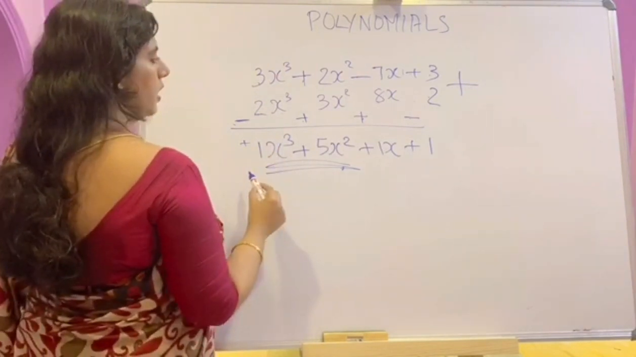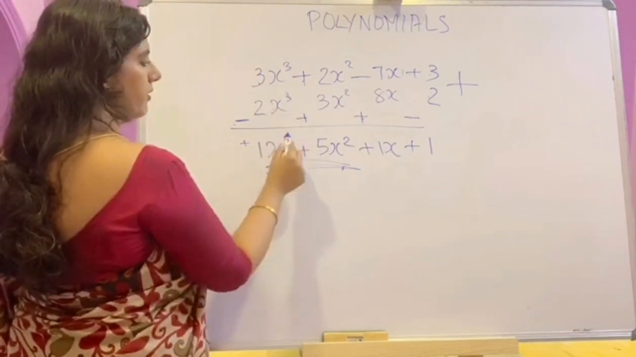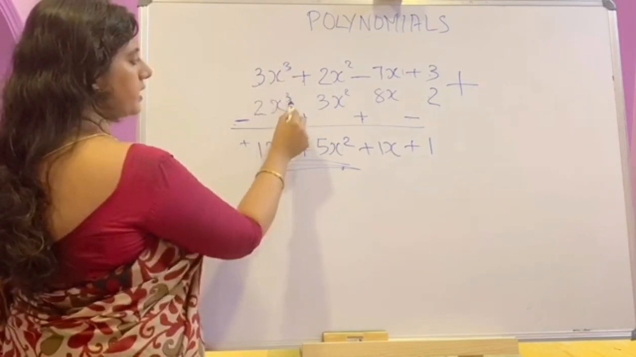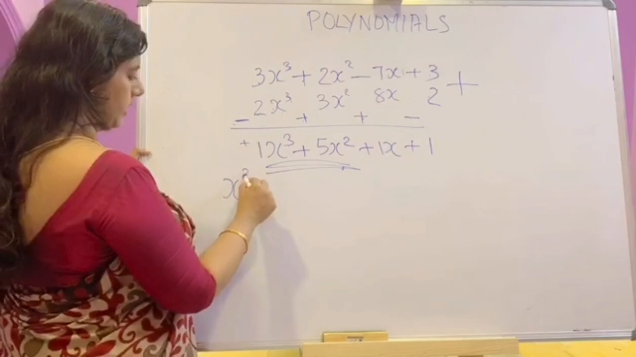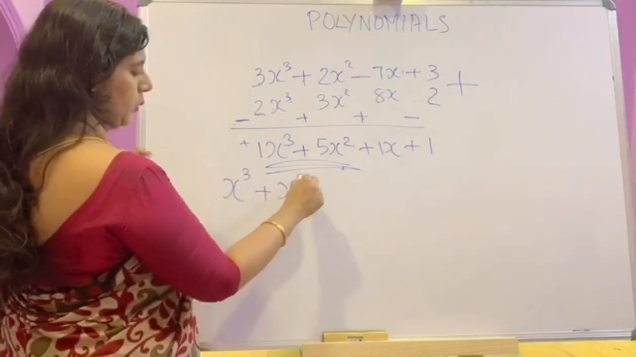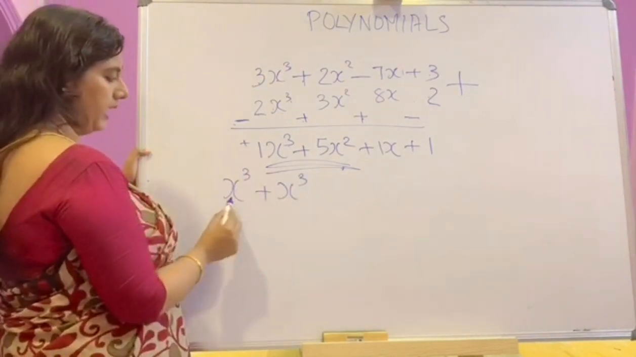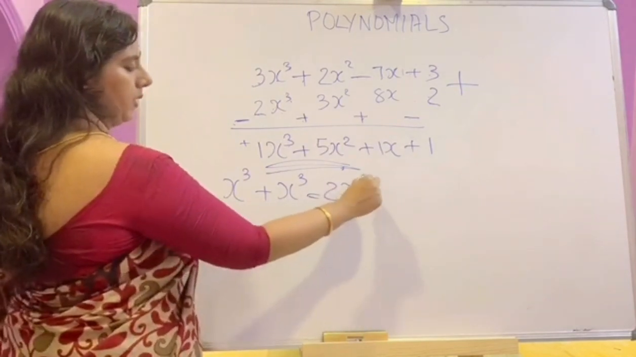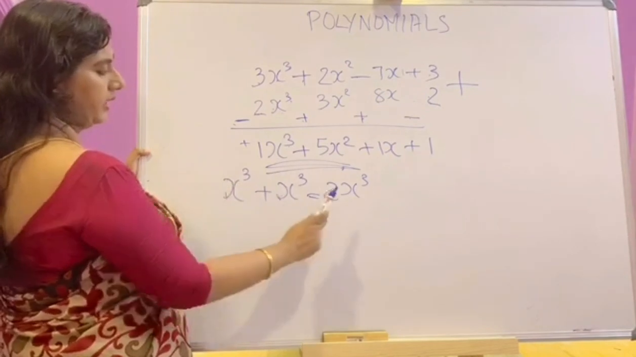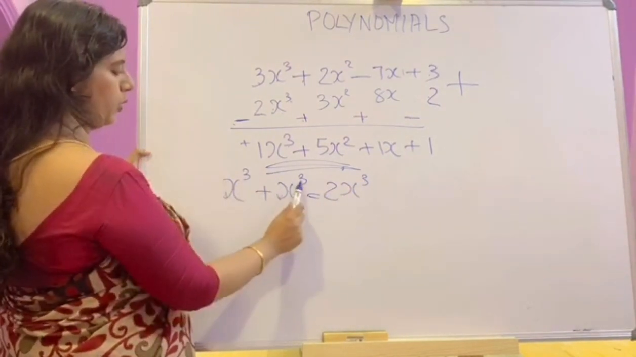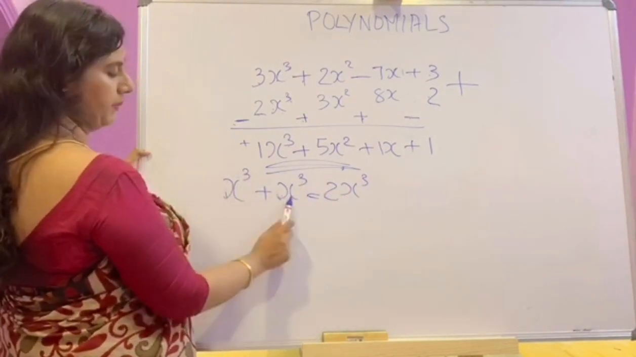Now look, you must not add these powers here, as x cube plus x cube as x raised to 6. It is wrong. That is x cube plus x cube. It is simply 2x cube because 1 is silent here, and the answer is 2x cube. You don't add the powers of the variables.